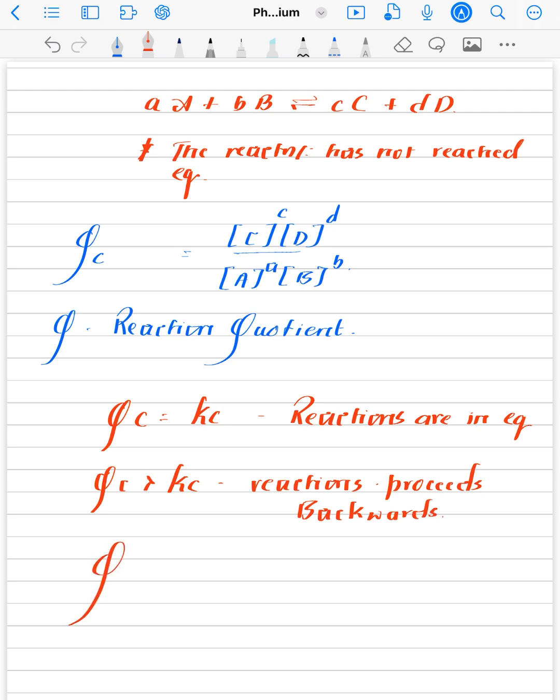On the other hand, let's say the Qc value is smaller than the Kc value, then exactly the opposite condition will arise. These particular reactions will try to proceed in a forward direction, that is, it proceeds in a forward direction, right?